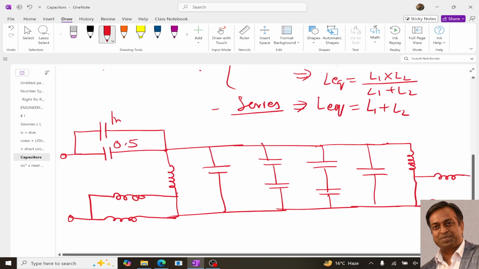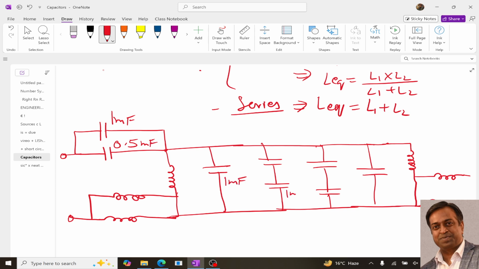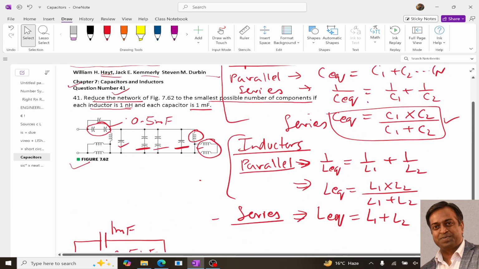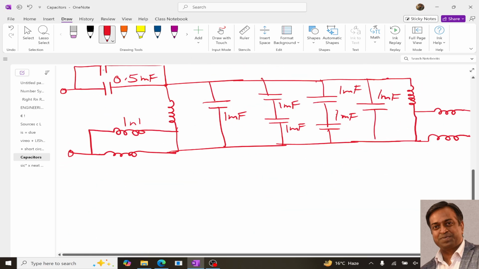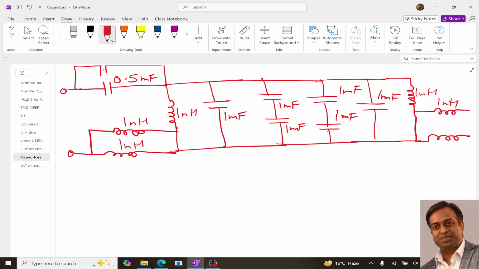The capacitors all are 1 millifarad, and the inductors are 1 nanohenry. So let me put the values, 1, 1.